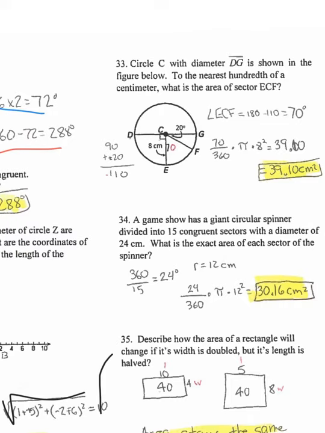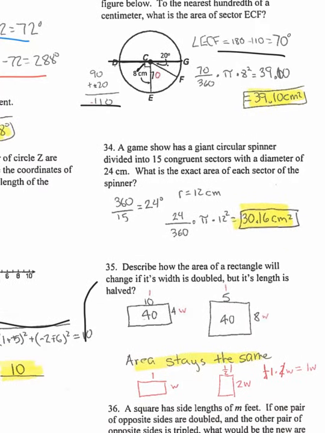33. Circle C with a diameter DG is shown in the figure below. To the nearest hundredth of a centimeter, what is the area of the sector? So, DG is a diameter, it cuts the circle in half to 180. This is 90 because you have the box. This is 20. 90 and 20 is 110. 180 minus 110 is 70. And then for the area of a sector, you plug it in. 70 over 360 times pi times 8 squared equals 39.10, but put it in the calculator.